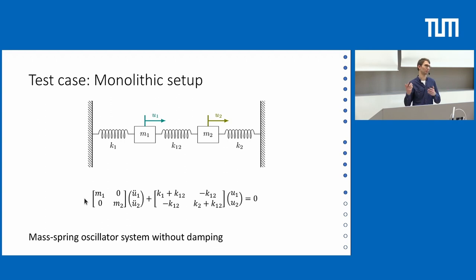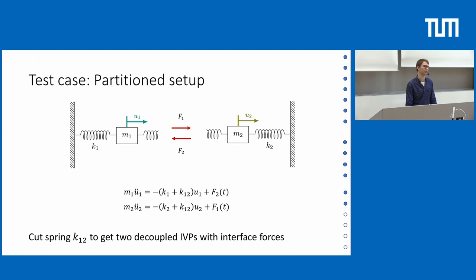But now this is the monolithic setup, which is not very interesting for us because we want to use preCICE, and therefore we need at least two participants. And therefore, we will split it in the middle to have a partitioned setup. So here now we have two systems, left and right, which look almost the same. And they exchange interface forces in the middle.